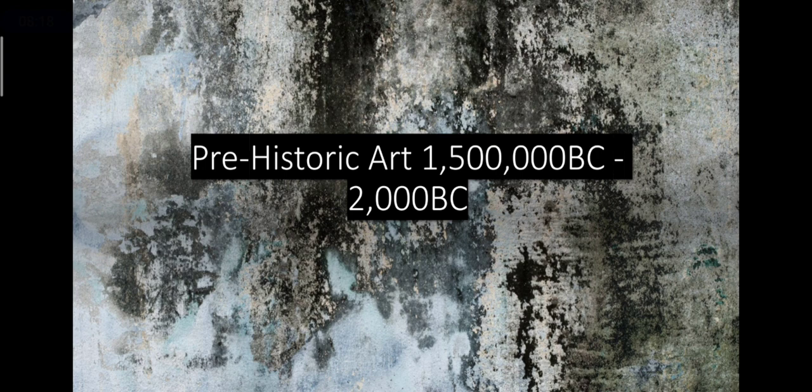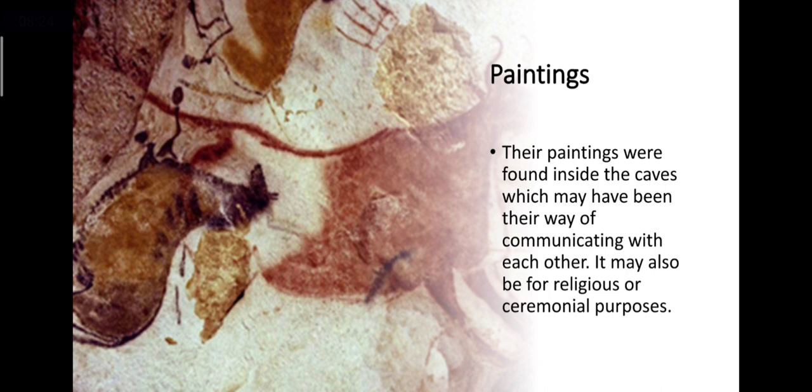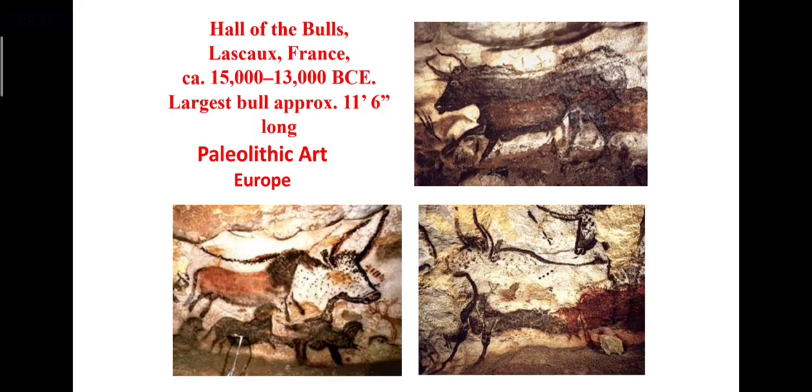In the prehistoric art of 1.5 BC to 2000 BC, their paintings were found inside the caves, which may have been their way of communicating with each other. It may also be for religious or ceremonial purposes. Hall of Bulls. Following are the examples of painting found inside the cave in the Paleolithic art, Europe.